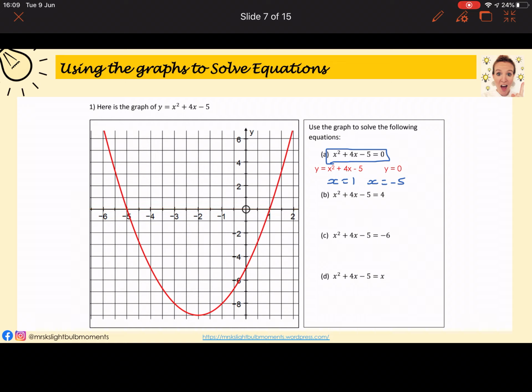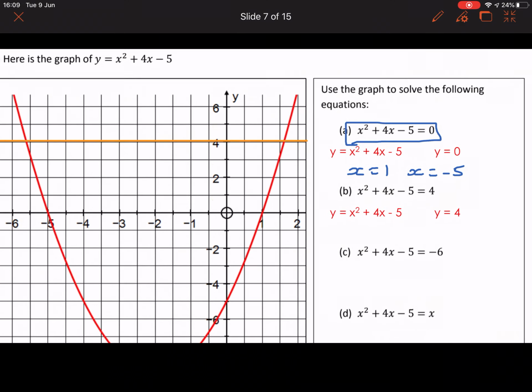All right, have we spotted it? We've still got x squared plus 4x minus 5 on the left, but this time we've got equals 4. So our two equations are y equals x squared plus 4x minus 5, which we've got drawn, and y equals 4. So let's draw in the line y equals 4. And can you see that's the orange line going through 4 on the y-axis? So now we've got x squared plus 4x minus 5 equals 4. Where they are equal is where they cross, where they intercept.